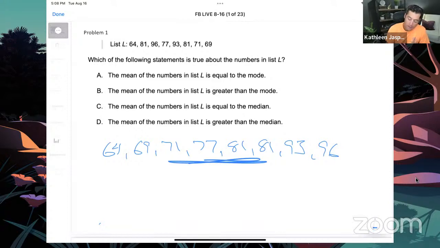B says the mean is greater than the mode. Well, if 81 is the mode, the mean may not be. It looks a little high. Mean is equal to the median? I don't know about that. And then the mean of the numbers in list L is greater than the mean. Okay, so a lot of mean and median. So that's what I'm going to find. I'm going to find the median and I'm going to find the mean.